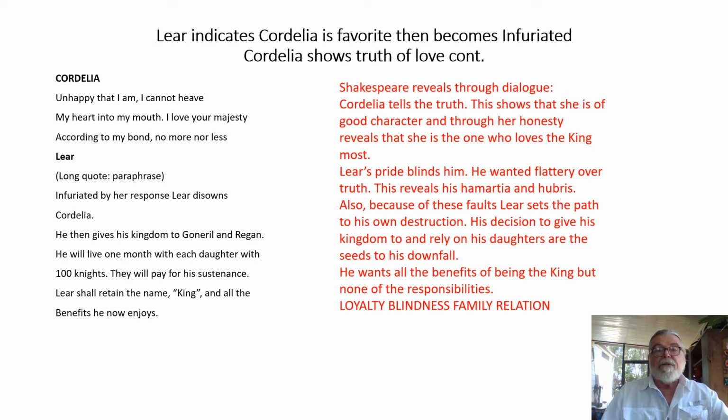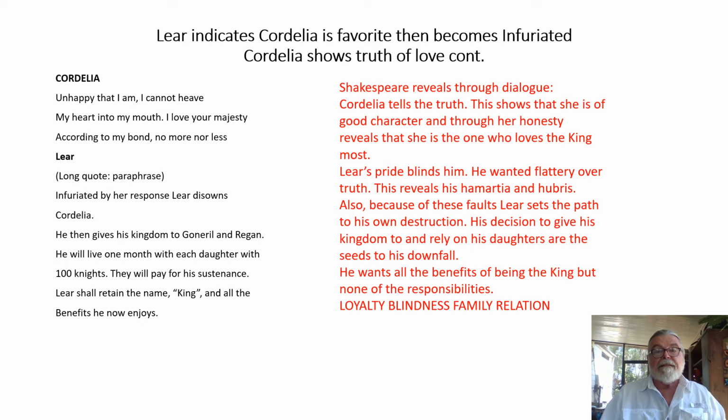Next, Lear's pride blinds him. Doesn't say that, but we can infer that. He wanted flattery over truth. This reveals his hamartia and hubris. Also, because of these faults, Lear sets the path for his own destruction. So I can throw that in there because that's the beginning of his destruction. Doesn't say that, but I'm inferring that, foreshadowing. His decision to give his kingdom to rely on his daughters are the seeds of his downfall.